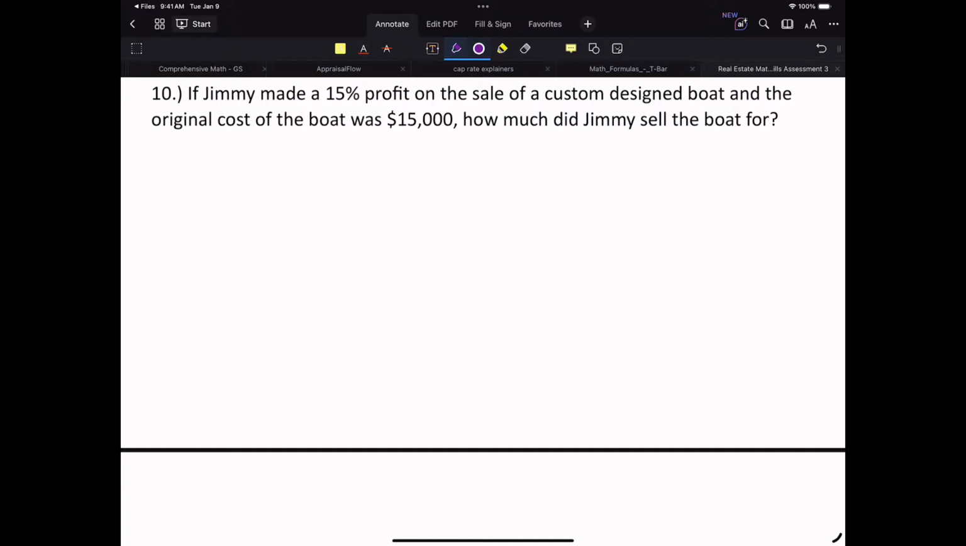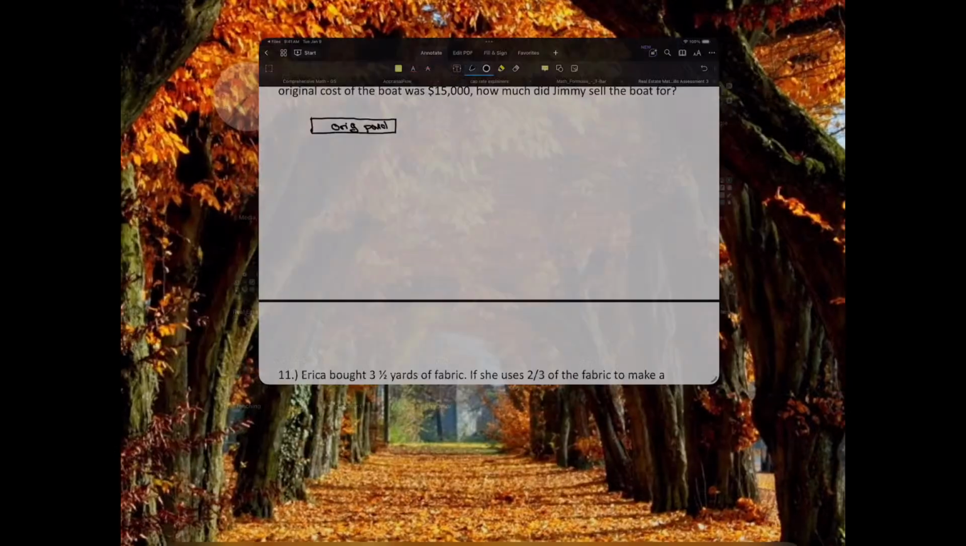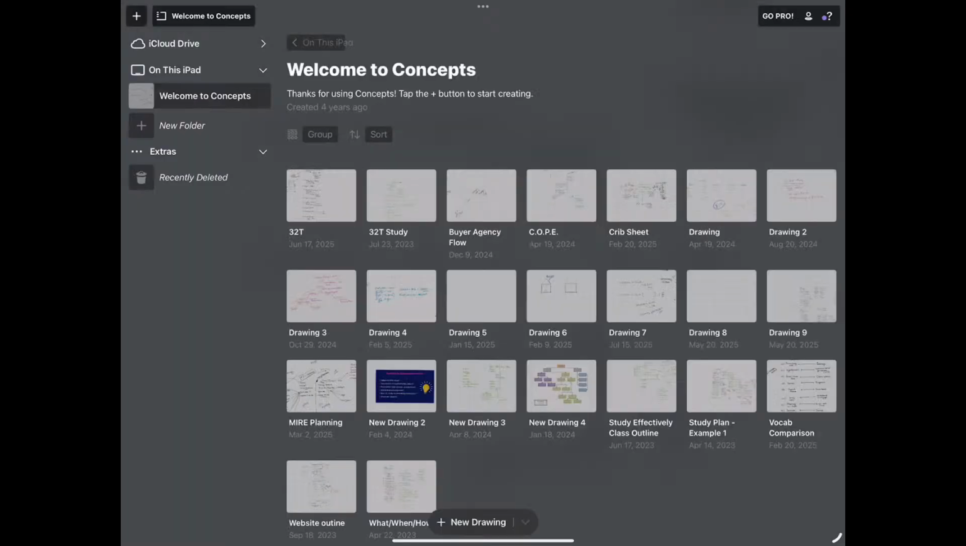Number 10. If Jimmy made 15% profit on the sale of a custom design boat and the original cost of the boat was $15,000, how much did Jimmy sell the boat for? Ooh, I like this one. This means we got to talk about profits and loss. So all profits and all losses are based off of what you originally paid. So let's just pretend. I'm going to go here. I don't want to waste my precious space there.